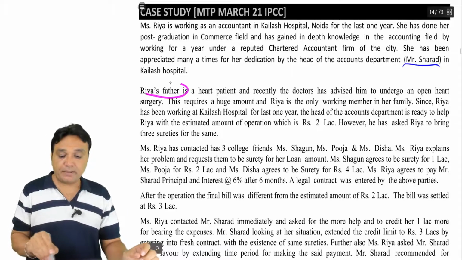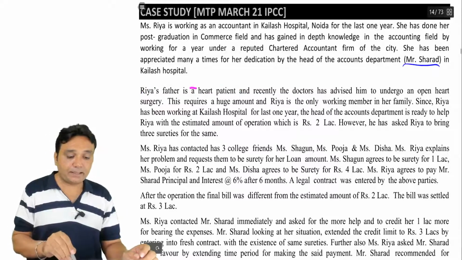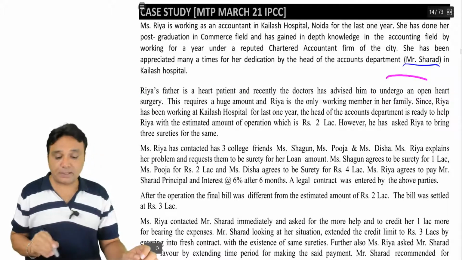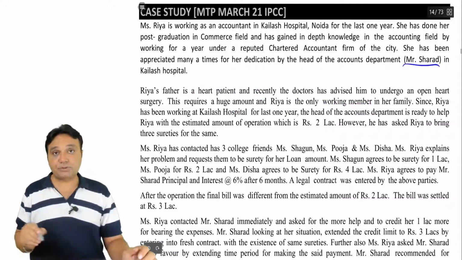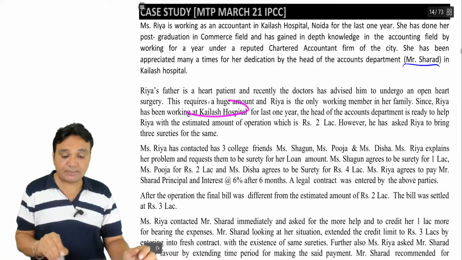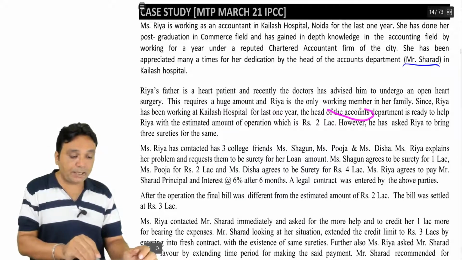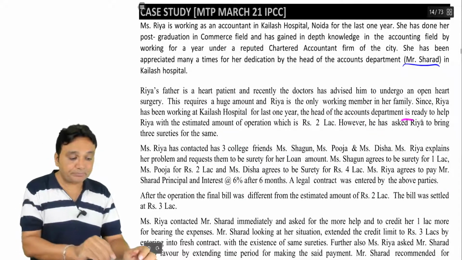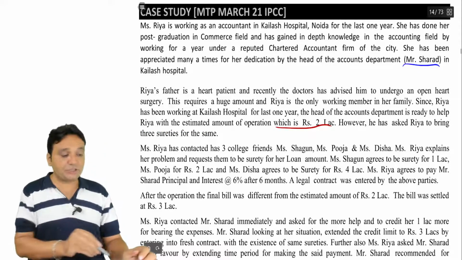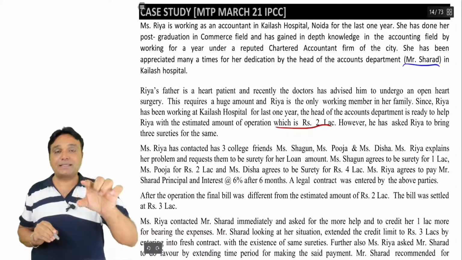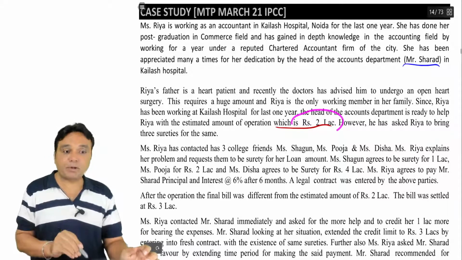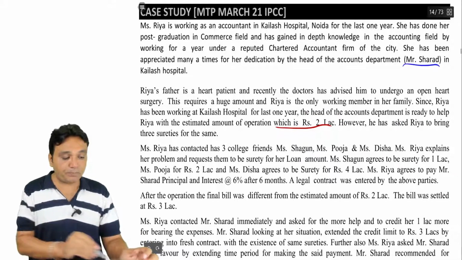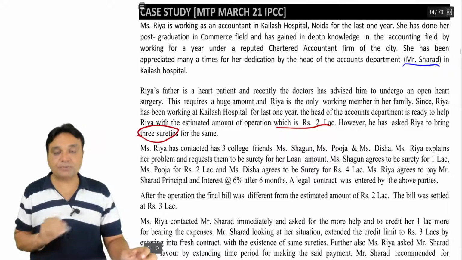Now check out. Ria's father is a heart patient, and recently he had to undergo open heart surgery. This required a huge amount, and Ria is the only working member, so she does not have enough money. She is working at the hospital, so the head of accounts, who is Mr. Sharad, is ready to help Ria with the estimated amount of the operation, which is going to be 2 lakhs. So that means it's a case study on contract of guarantee, right? So 2 lakh is the amount. However, he has asked Ria to bring what? 3 sureties for the same.